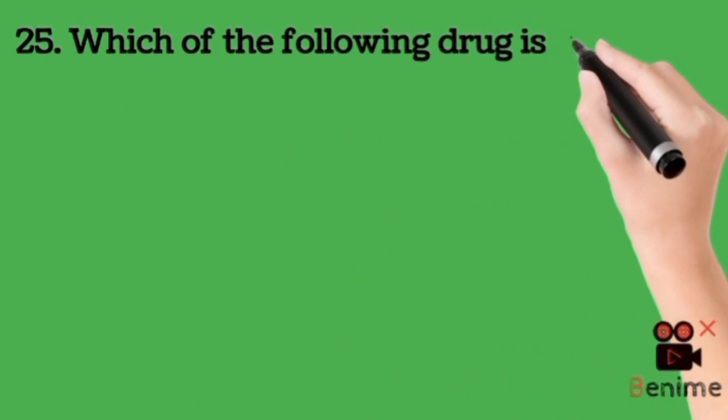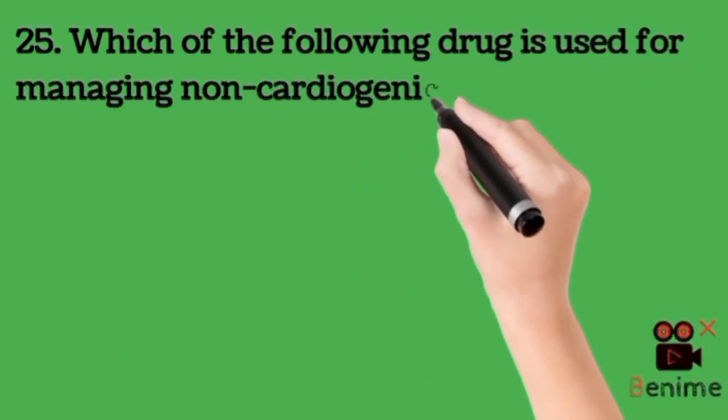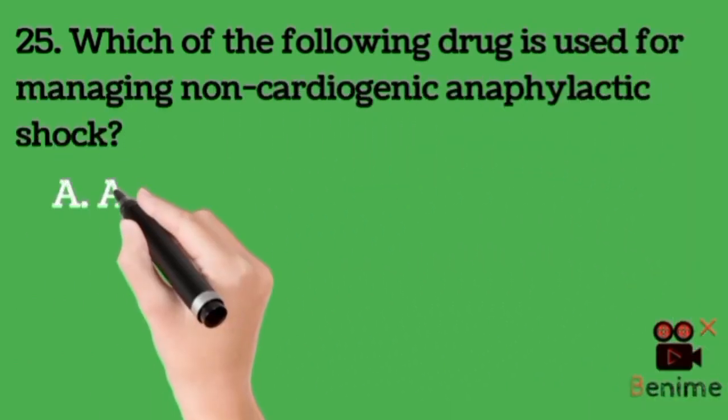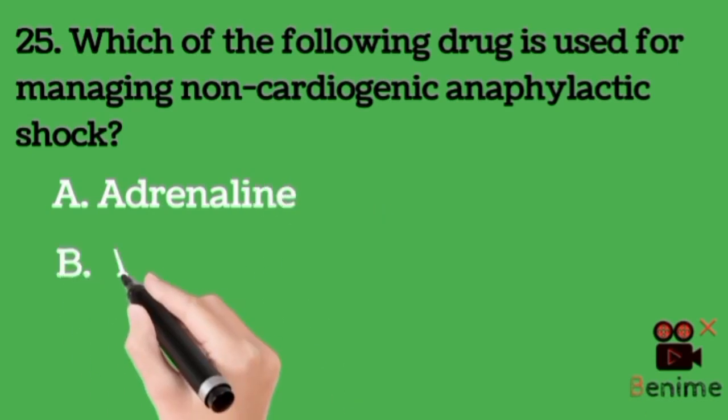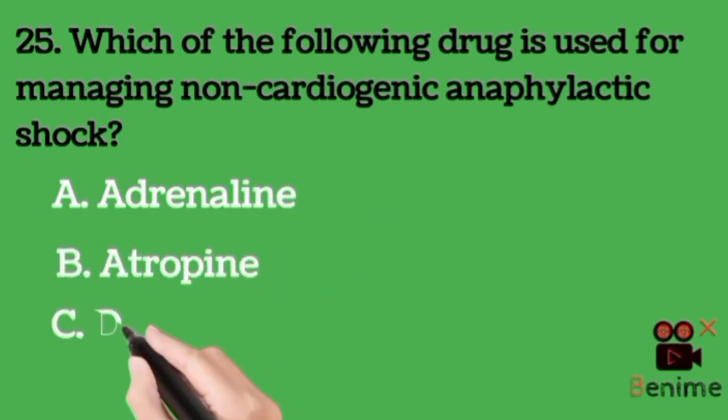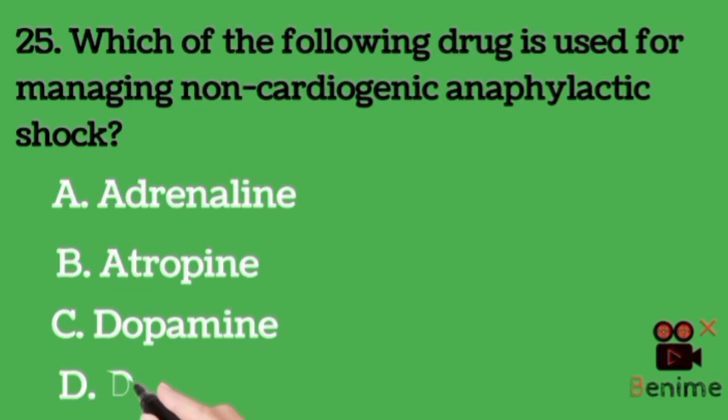25. Which of the following drug is used for managing non-cardiogenic anaphylactic shock? A. Adrenaline. B. Atropine. C. Dopamine. D. Dobutamine.